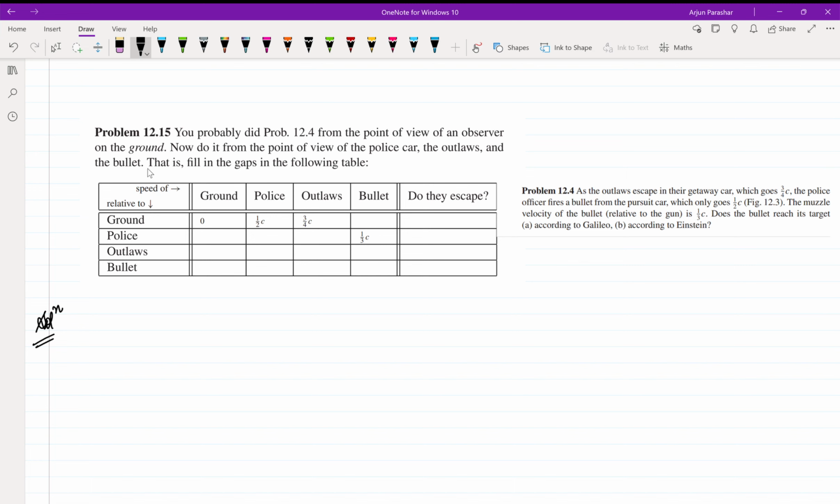Hello everyone, welcome back. Now let us start problem number 15, which is: you probably did problem number 12.4 from the point of view of an observer on the ground. Now do it from the point of view of the police car, the outlaws and the bullet. So this was problem number 12.4 which was given to us that we did.